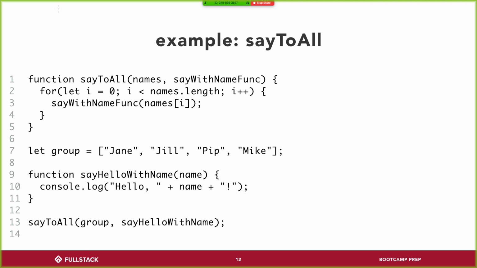Basically, we're calling say hello with name to Jane, to Jill, to Pip, and to Mike. So basically, yeah, it would say hello Jane, and then it would say hello Jill, hello Pip, and hello Mike. So it would do all of them. So we're calling that same function on all of the elements of that array.